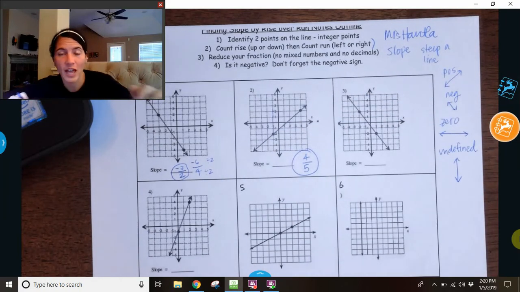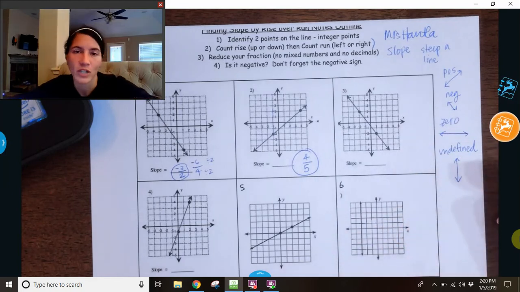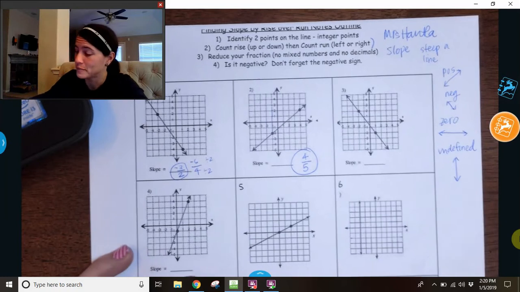When we did rate of change, we had units with it, like $4 every 5 something. But when it's just a slope, it's just going to be 4 over 5.